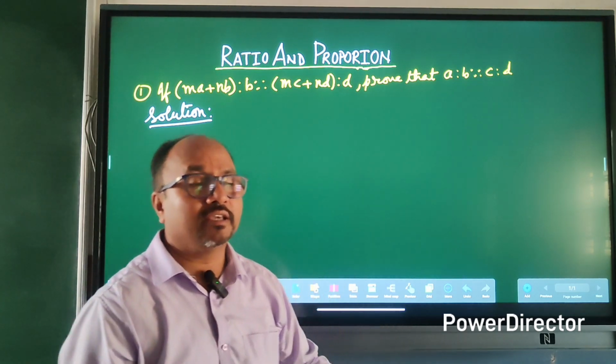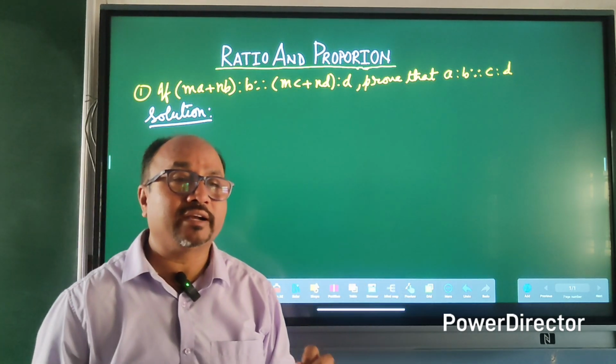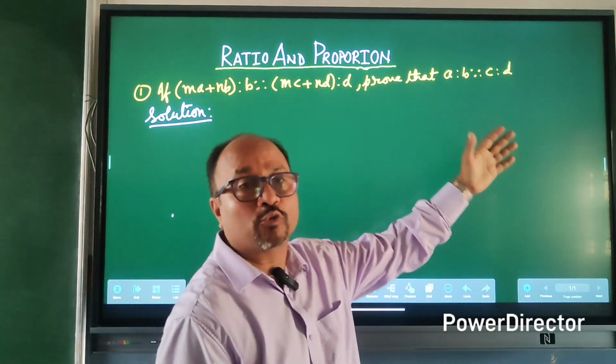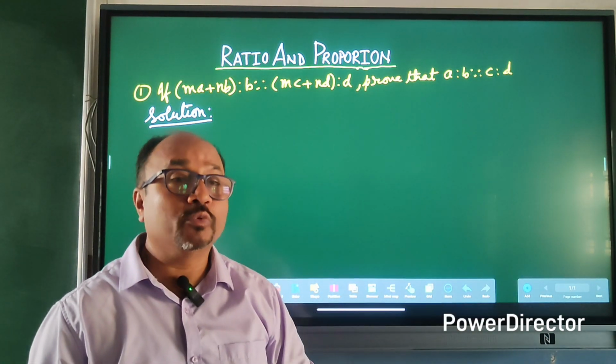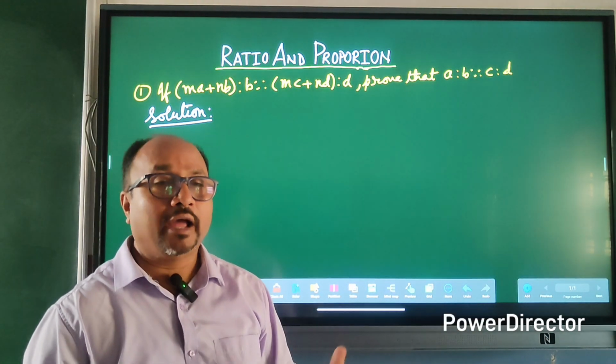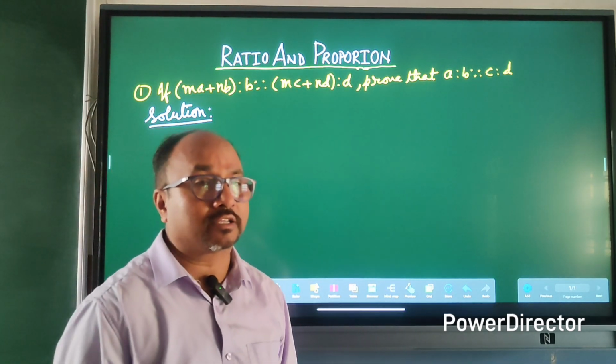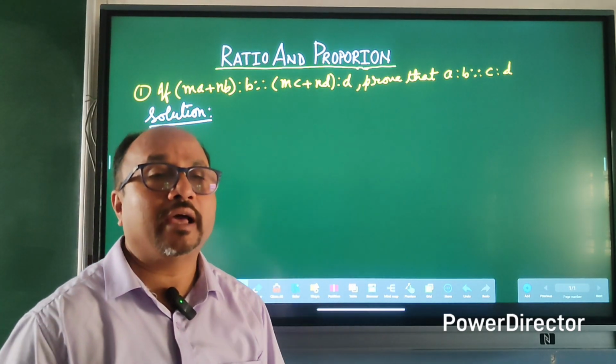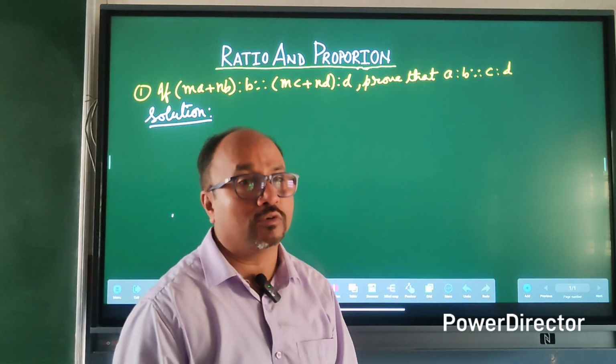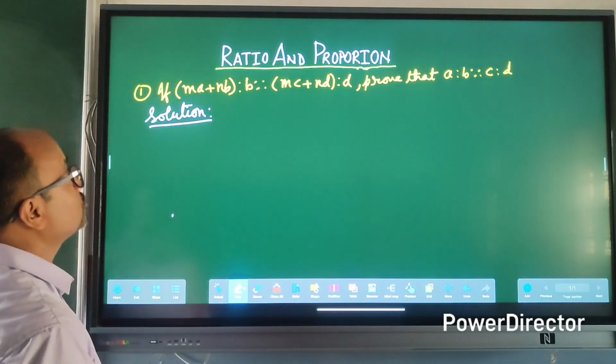For this, you can see in the given part you are having the letters m and n, but in the proving part they are not there. So we need to get them removed. And removal of anything can happen either by division or by subtraction. So remembering this as a concept, we will be working it out. Let us see the solution of it.